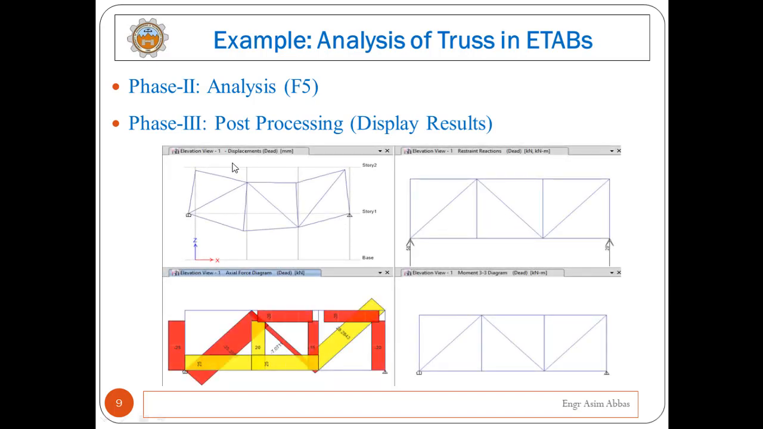First one is the displacement, right? The second diagram gives you the reactions at joints, and the third diagram gives you the axial forces diagram, right? And the final is the moment 3-3 diagram, and as per the truss definition, there will be no bending moment in the truss element, so it's shown as zero bending moment. And now let's see how to solve this truss example in ETABs.